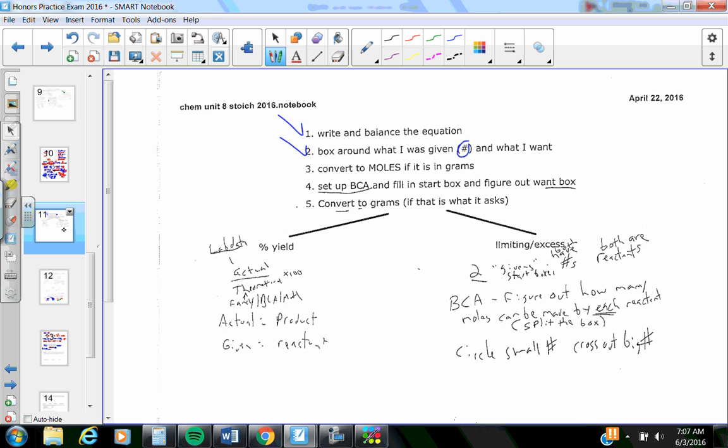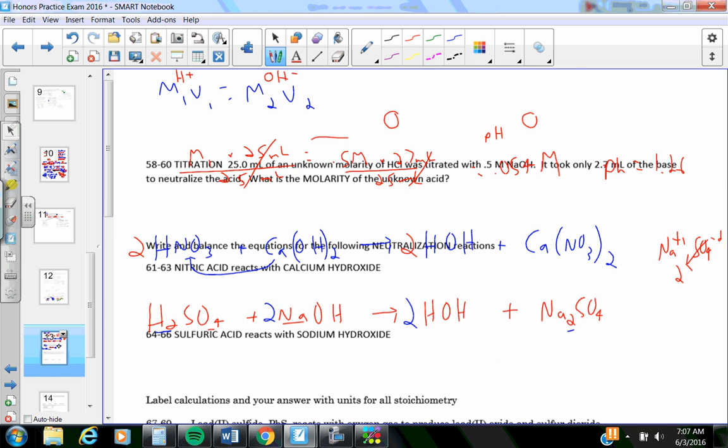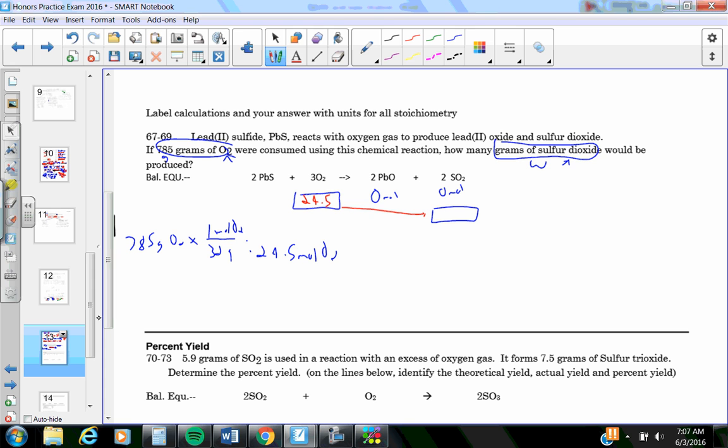Whoops. Convert to moles, yep. I set up the BCA. I even filled in the start box. I need to figure out the want box. What is it that I want to know? And so the next step over on the BCA table would look something like this.